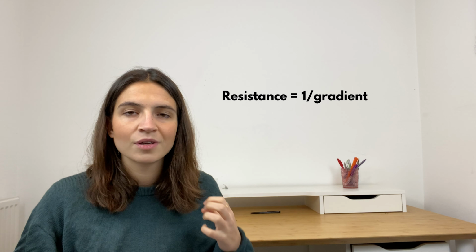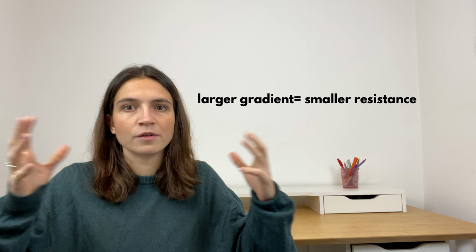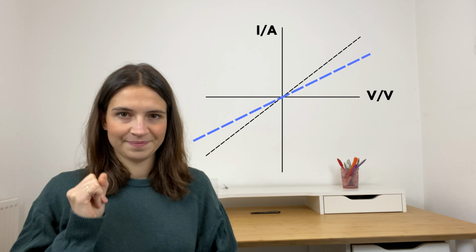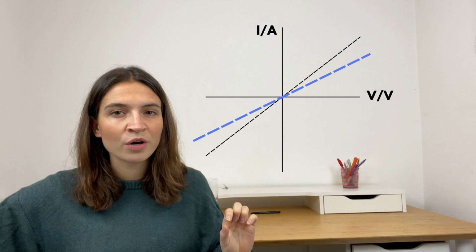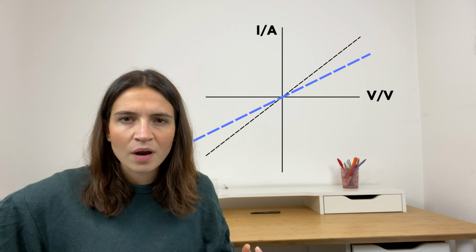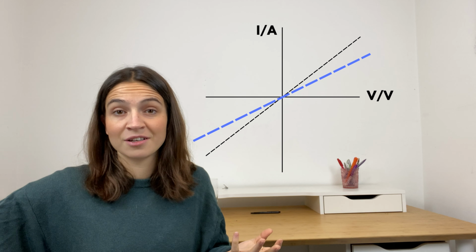Now, the resistance of my resistor is equal to 1 divided by the gradient. What that tells me is the larger the gradient, the smaller the resistance. Remember, gradient is all about steepness of your line. So the steeper the line, the larger the gradient, the smaller the resistance. Take a look at this graph here. Which resistor has the largest resistance? Well, resistance is 1 over gradient, and the blue line is the shallower line with the smaller gradient, so that one has the larger resistance.